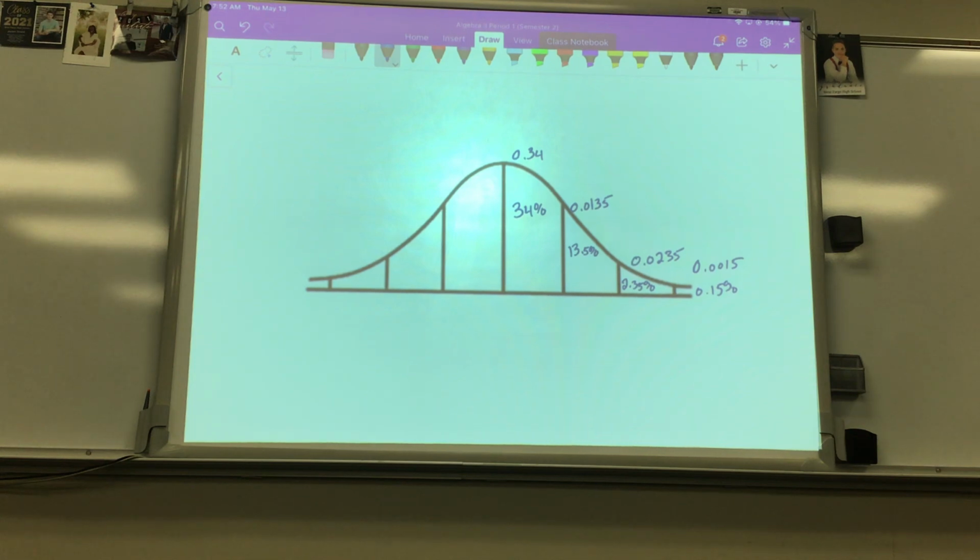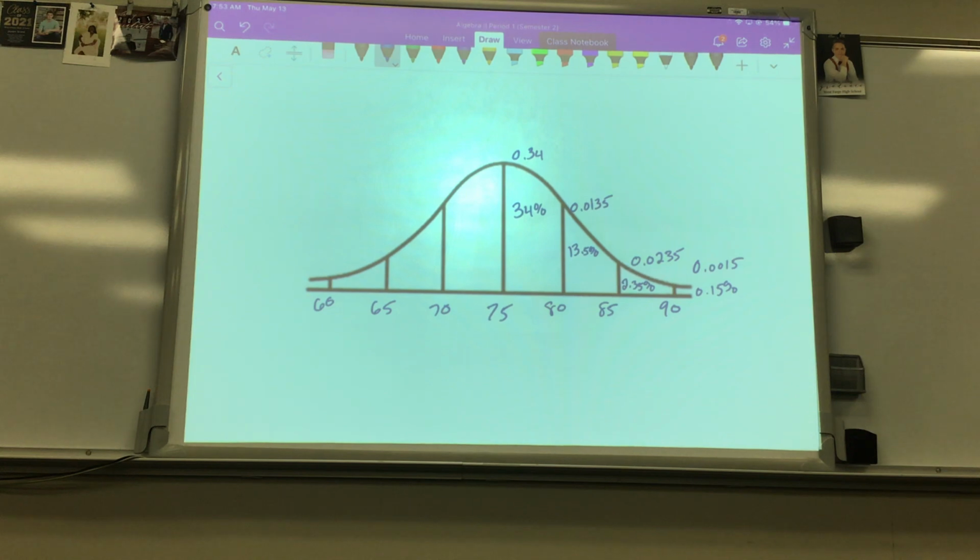So what we're going to look at, I'm going to give you a mean. We said a mean of 75 in that example earlier, and a standard deviation of 5. If I go one standard deviation to the left, with a standard deviation of 5, that puts us at 70. If I go two to the left, what would it be? 65 and 60. And to the right, 80, 85, 90.